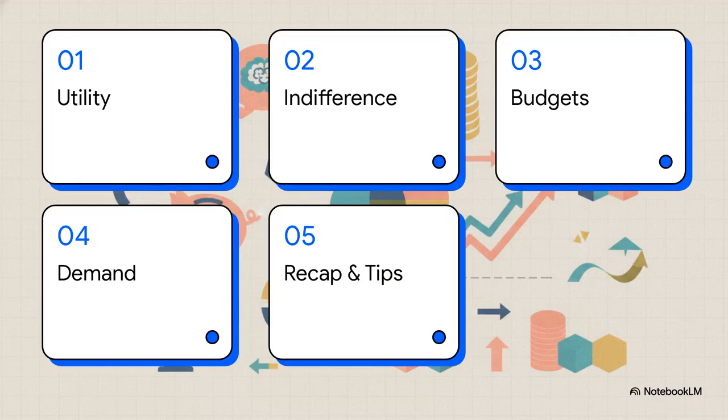So, here's our game plan for today's explainer. We're going to conquer 5 key areas. First up, utility, then indifference. Third, budgets. Fourth, demand. And finally, we'll wrap up with a quick recap and my top exam tips. Stick with me, and I promise this chapter is going to feel like an absolute breeze.